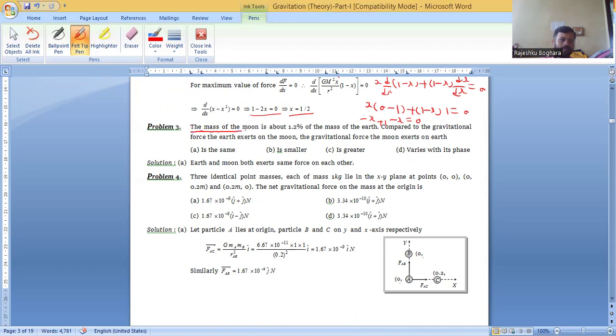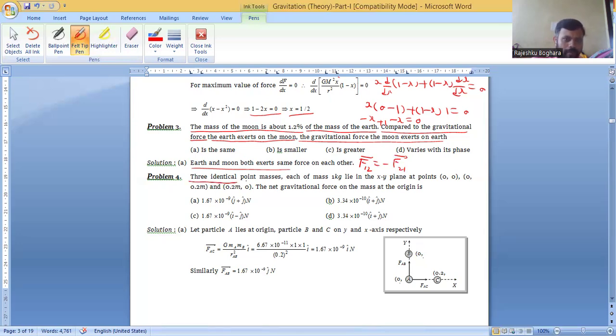The mass of the moon is about 1.2% of the mass of the earth. Compare the gravitational force the earth exerts on the moon with the gravitational force the moon exerts on the earth. Both are the same, okay? Earth and moon both exert the same force on each other. The force that 2 applies on 1 is the same as the force that 1 applies on 2. This is Newton's third law: F12 is equal to minus F21.